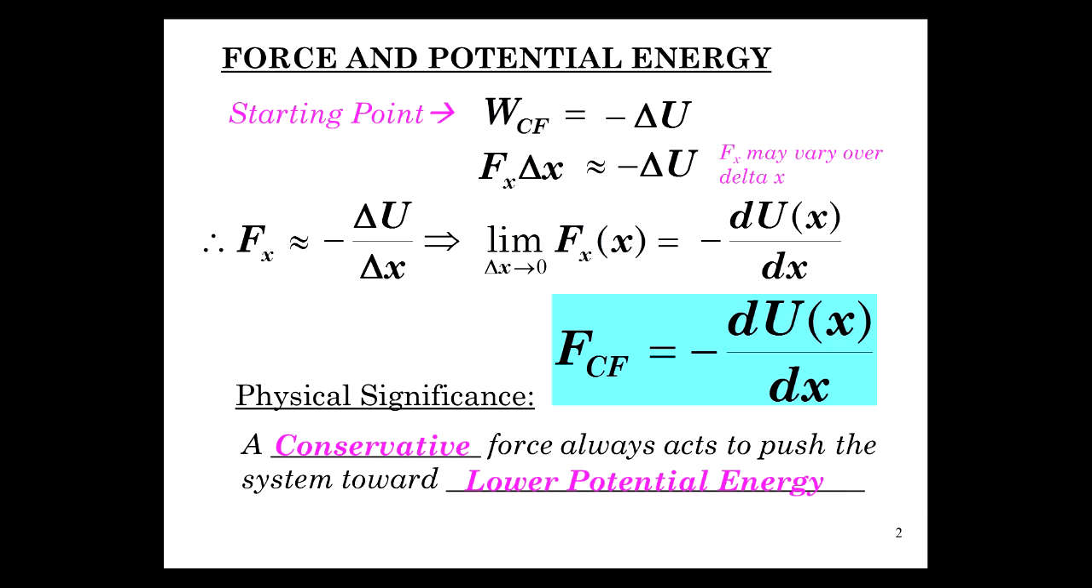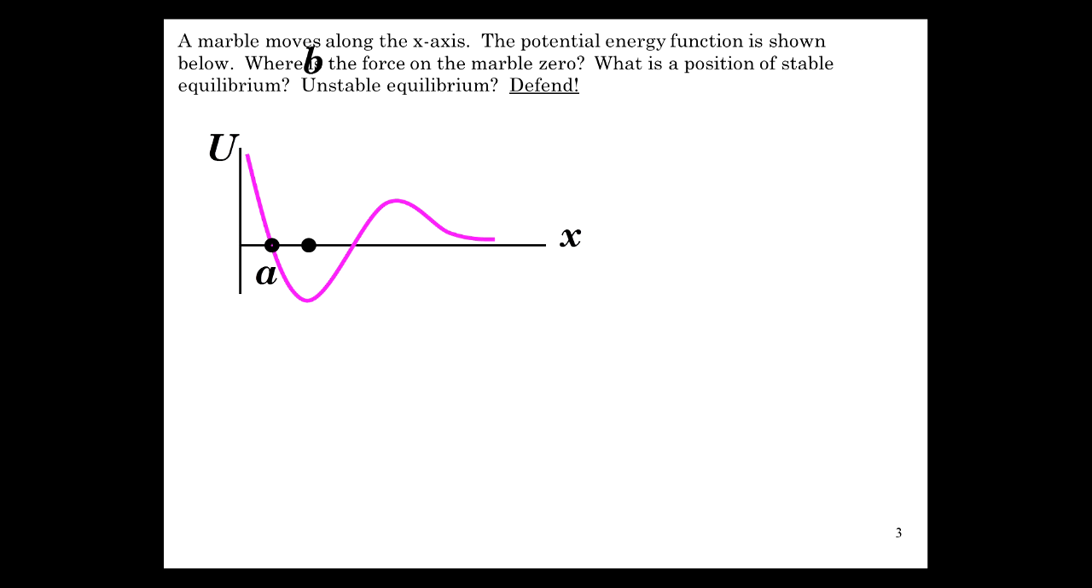And now I want to demonstrate how we can see that taking place. So let's consider a marble moving along the x-axis, and we're going to consider the potential energy, which looks like that. And this is potential energy with respect to x. So where is the force on the marble 0? And let's defend where a position of stable and unstable equilibrium is. So let's look at that. So we have some pertinent positions, A, B, C, and D. These are going to be our choices.